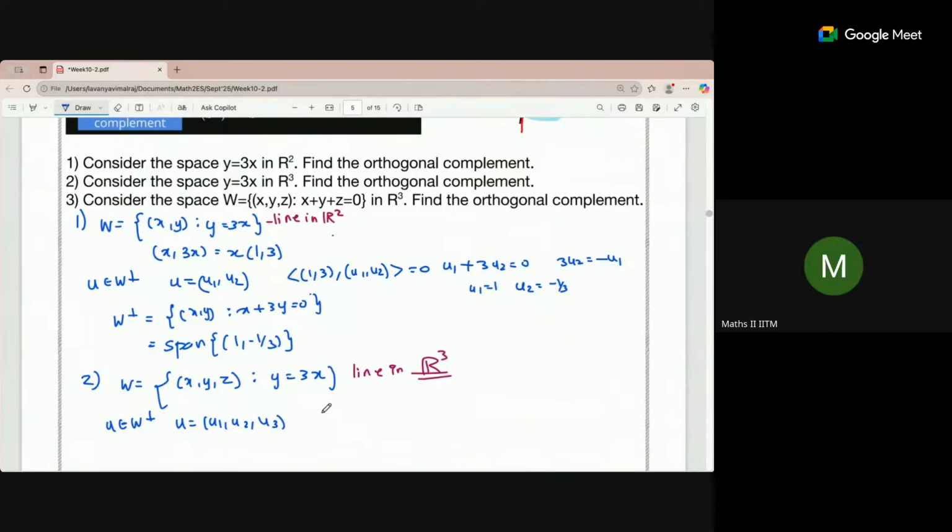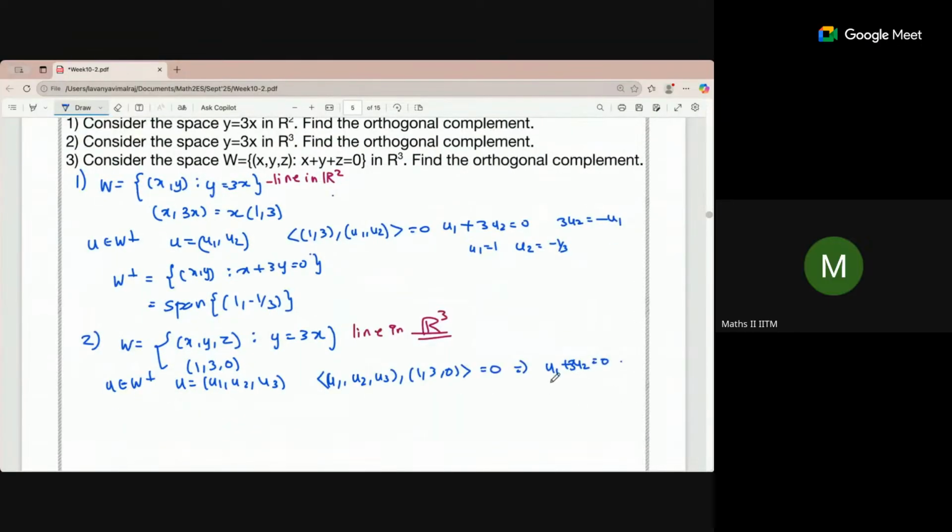Okay, so you have the inner product of u with w. A typical vector in w, let us for example say, you can have (1, 3, 0). Any vector here will work, so (1, 3, 0) for example I am taking. So what is the vector which is orthogonal to (1, 3, 0)? I am taking (u1, u2, u3) dotted with (1, 3, 0), and this is 0. So again you have u1 plus 3u2 is equal to 0, right? Now what are all the points which are going to satisfy this? You need to take two vectors now.